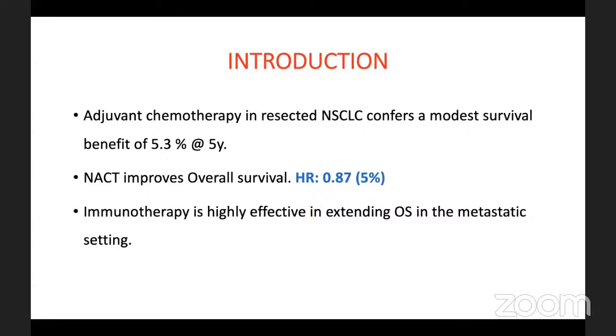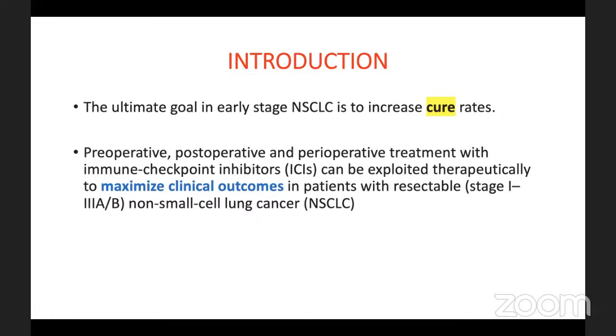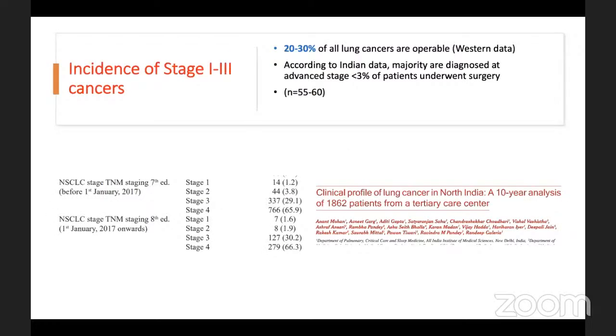Now, we all know that immunotherapy is highly effective in extending overall survival in the metastatic setting. So in the early setting, the goal, compared to the metastatic setting, is actually to increase the cure rates. So in this, we look at the use of immune checkpoint inhibitors in the pre-operative, post-operative, or even as a peri-operative strategy. In this talk, I'll try to show how this neoadjuvant strategy can be exploited therapeutically so that we can maximize the clinical outcomes in resected non-small cell lung cancer.